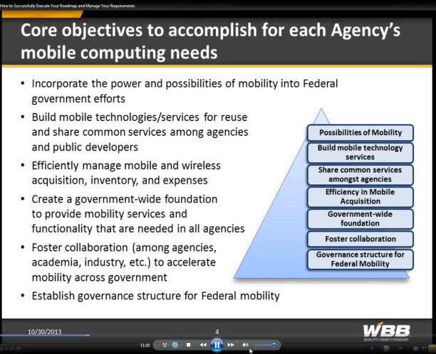And you want to be able to foster collaboration. I already named all the stakeholders, amongst agencies, amongst the healthcare industries, the academia, the research that is going on, to be able to accelerate mobile health across government and establish that governance structure for your federal mobile health needs.